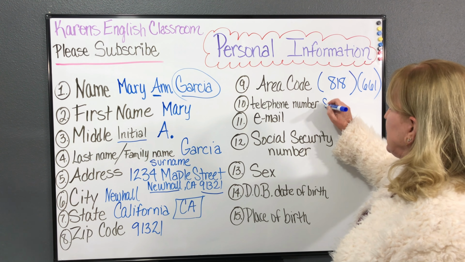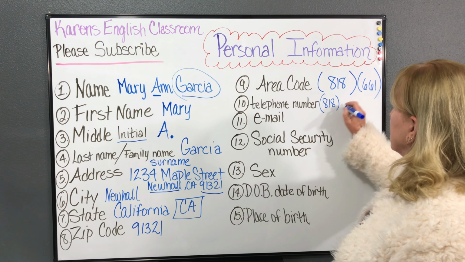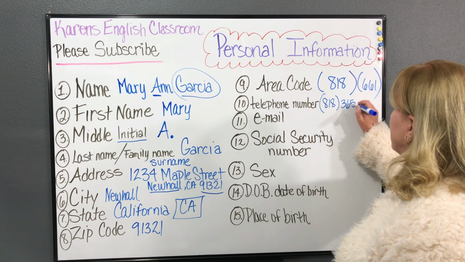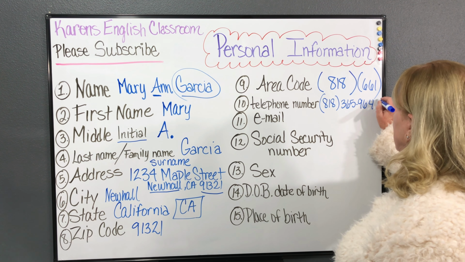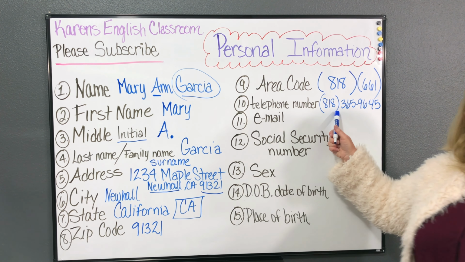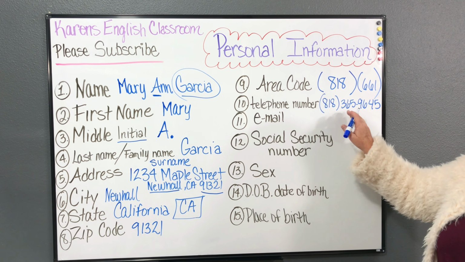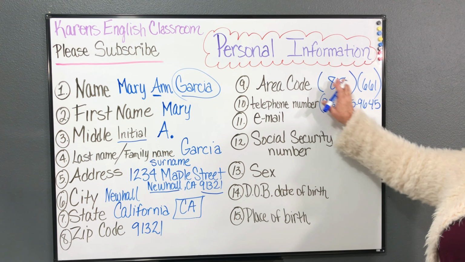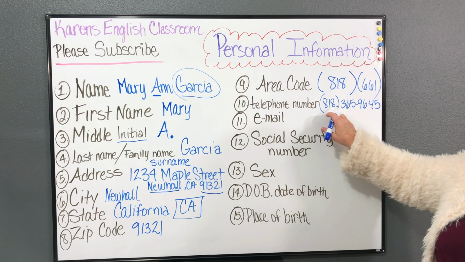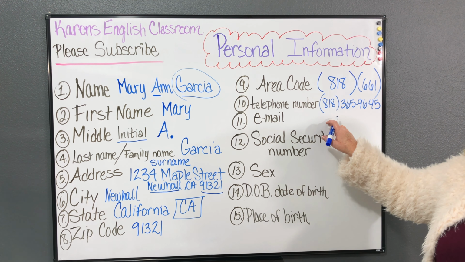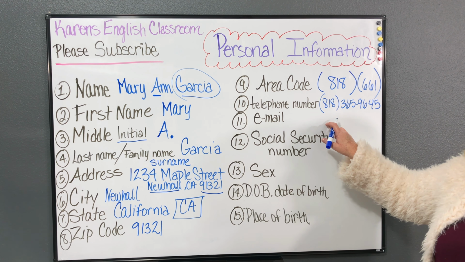So if it's 818, 365-9645, make sure you put the area code and the complete number together. Don't just put 365-9645 alone. Put your area code also. Very important. You need to put it.